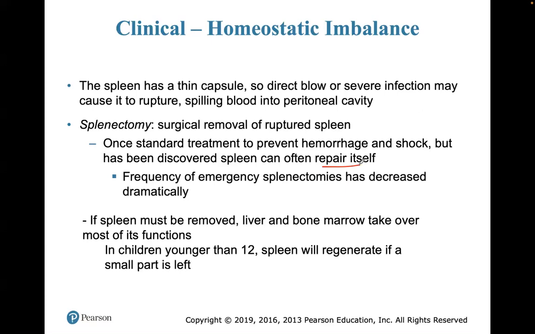But if spleen must be removed, then the bone marrow and liver actually take over, right? Because they also house RBCs. So that function is critically important. Therefore, if spleen is removed, these organs will take over. But it is seen that if spleen is removed in a child less than 12 years old, and a small part of spleen is left, then spleen can regenerate also.